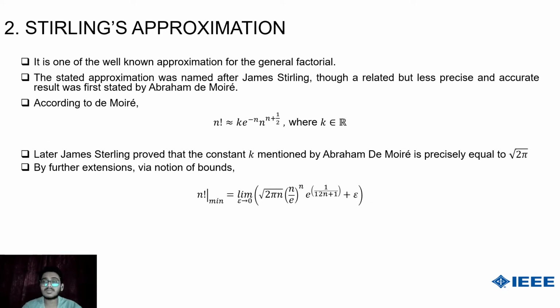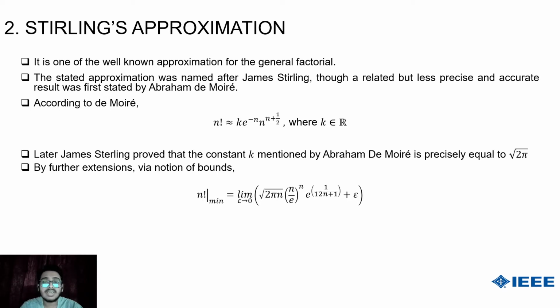As the title of the paper suggests, we will be making use of some approximations of the general factorial. Firstly, the approximation we will be making use of is the Stirling's approximation. It is the very well-known approximation of the general factorial. Even before James Stirling thought of it, Abraham de Moivre thought of a related but less precise approximation for the general factorial.